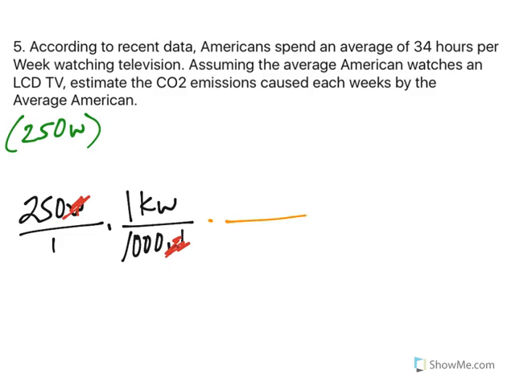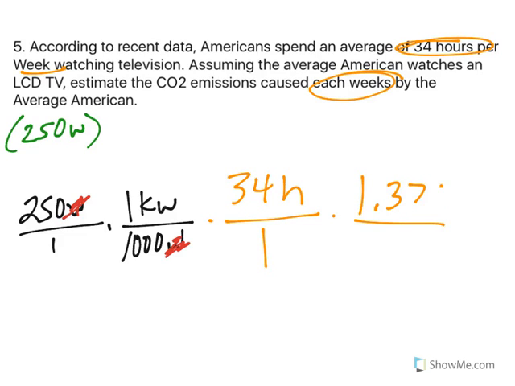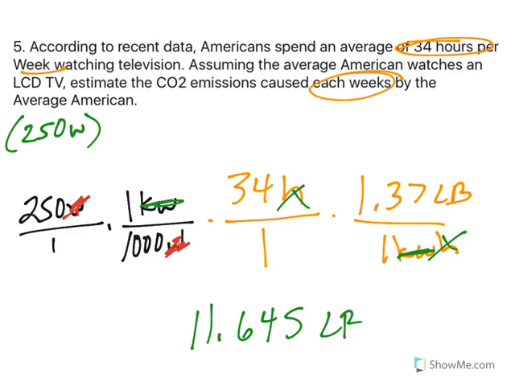How many hours are we doing this? Well, 34 hours a week. And that's what we want. That's each week, and we want to know about each week. So it's just 34 hours. Now that we have kilowatt hours, we do the 1.37 pounds is 1 kilowatt hour. Kilowatts, kilowatts, hours, hours. I do the math, and I get 11.645 pounds of CO2.